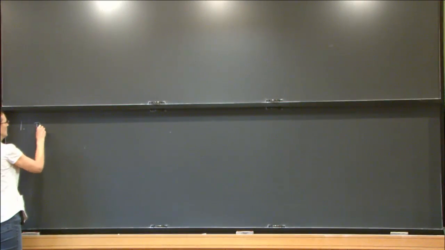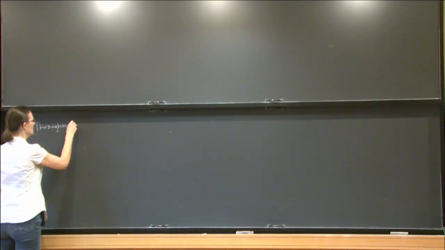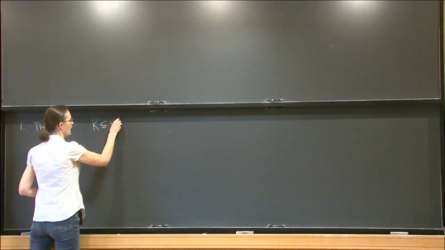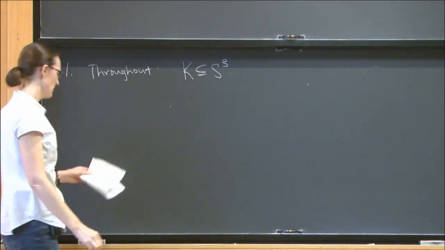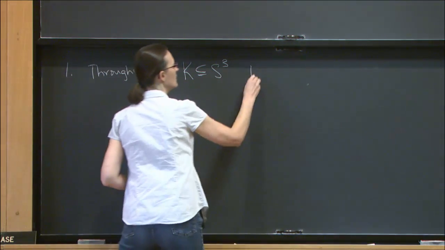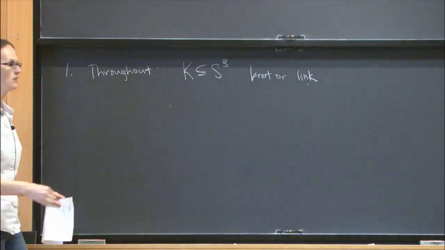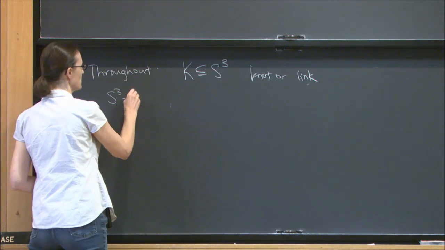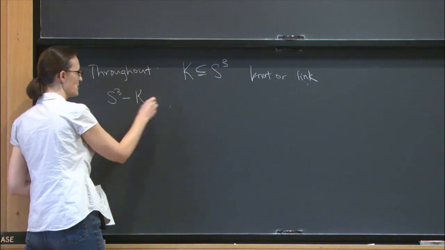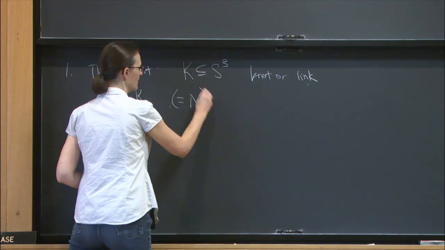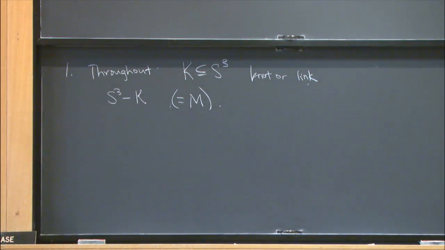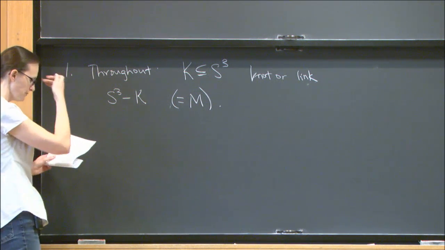I'll start with this board. OK, so for part 1, throughout, K in S3 is going to be a knot or a link. And I am interested in topological and geometric properties of the manifold S3 minus K. And sometimes I will refer to this as M, M for manifold. And we are going to cut this into polyhedra.